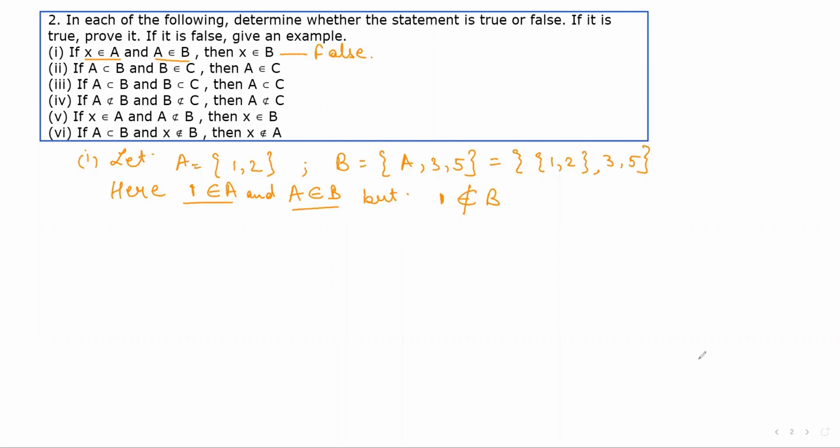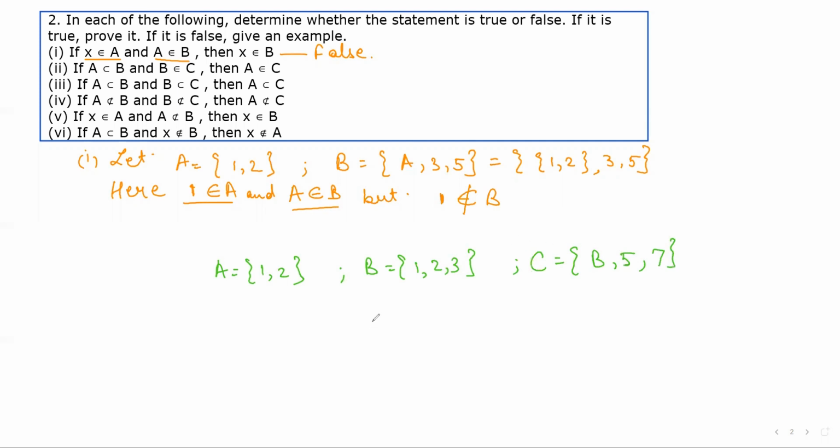Let's see if this is true. A is a subset of B. So let's consider a set A to be 1 and 2, and B be another set which contains 1, 2, 3 values. So here we can clearly say that A is a subset of B because all the elements of A are present in B. Second, it's written that B belongs to C. So C is another set and B is an element of it. So C contains B, 4, 5, 7. B is an element of it.